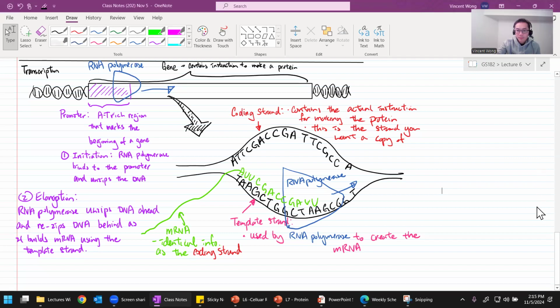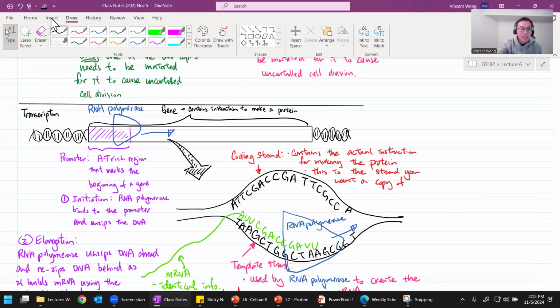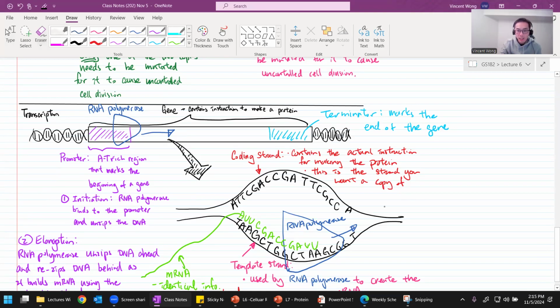Okay. Finally, last step. Running out of colors here. Okay. This is the terminator. You can probably guess what it is. The promoter marks the beginning of the gene. The terminator marks the end of the gene. So first step is initiation. Second step is elongation, where you actually build a strand. And last step is termination.